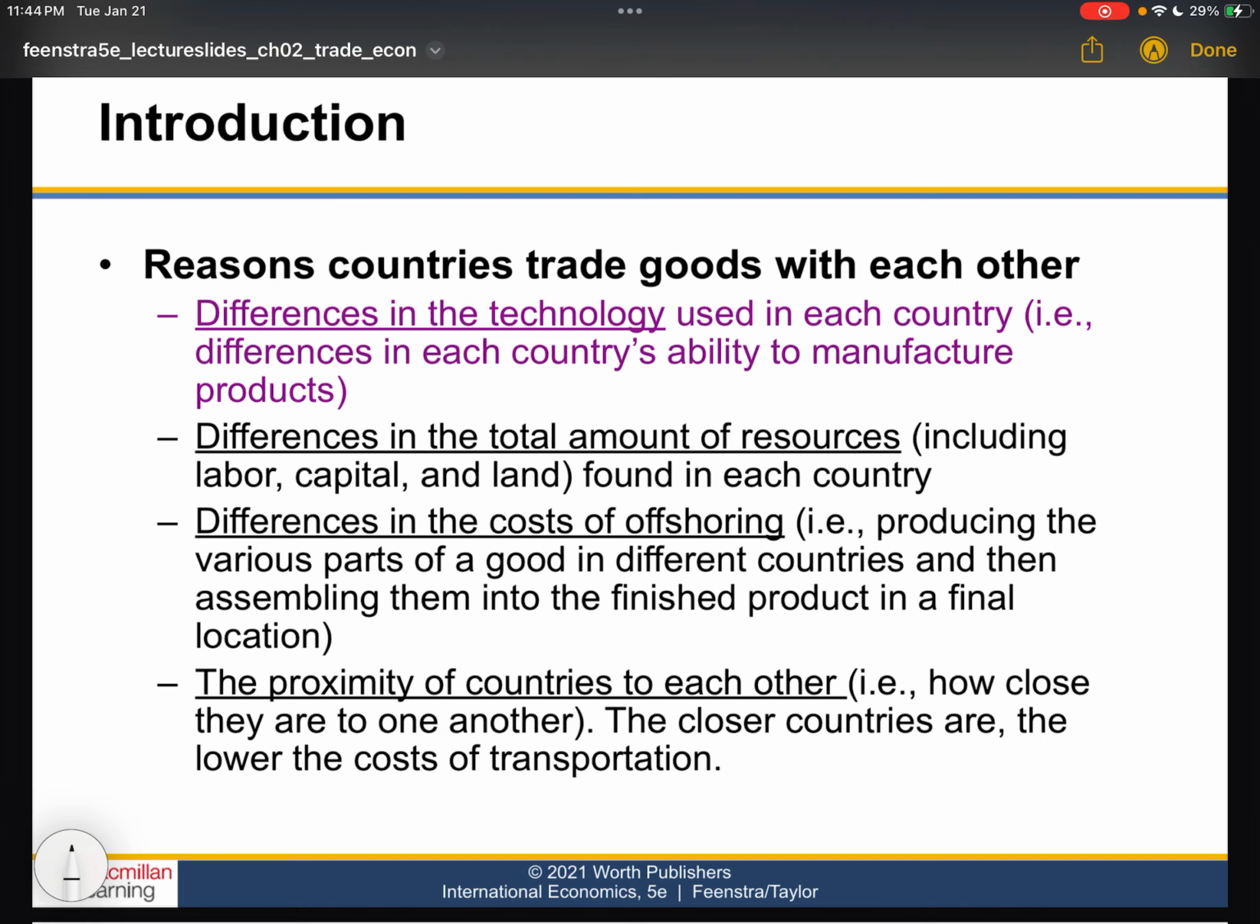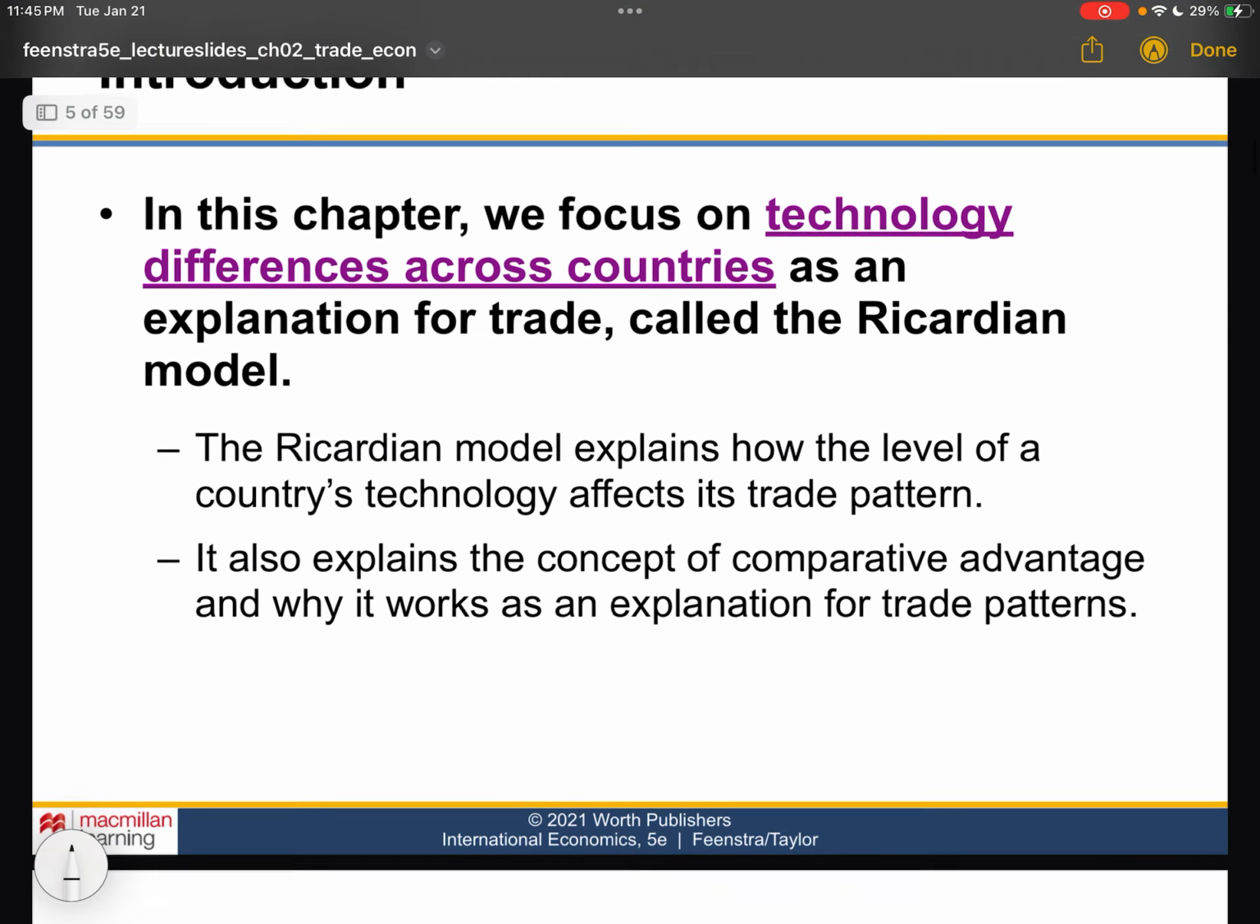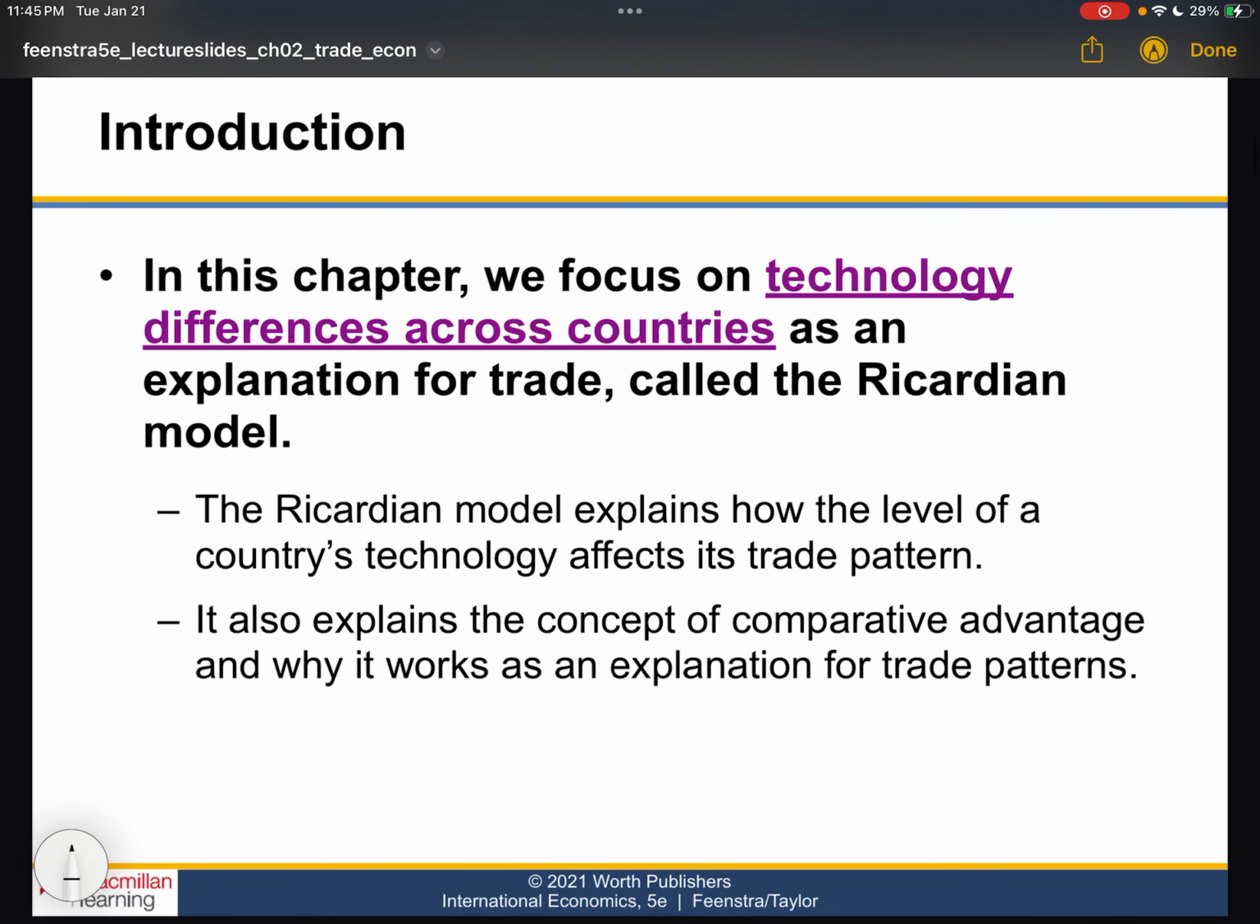There are also differences in costs of offshoring. We can see this with the iPhone. You see? So part of the good is produced in different countries, all shipped to an assembling location before shipped to the destination from where it's distributed to customers. So this Ricardian model that we are going to be looking at is focusing on tech differences across countries as a reason to trade.